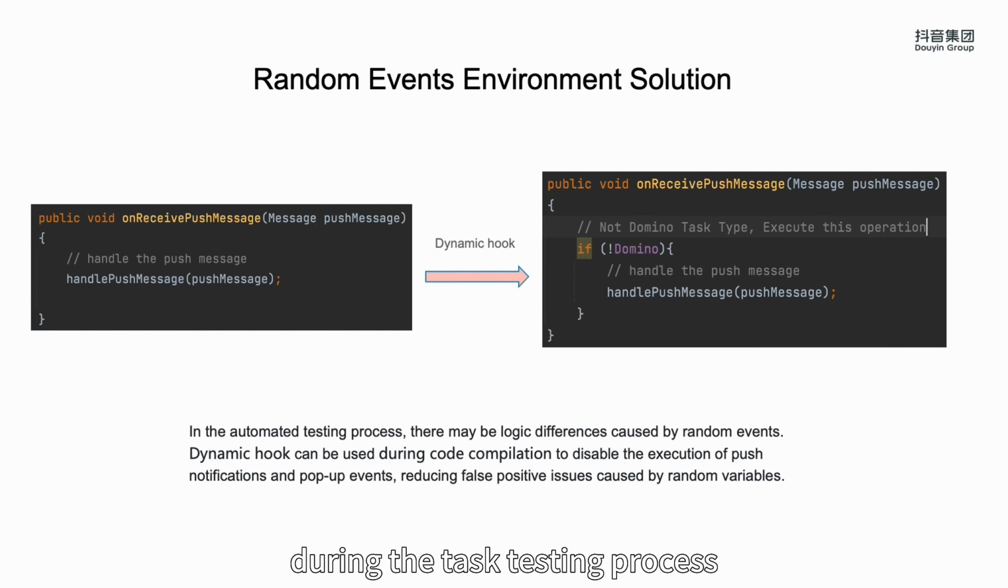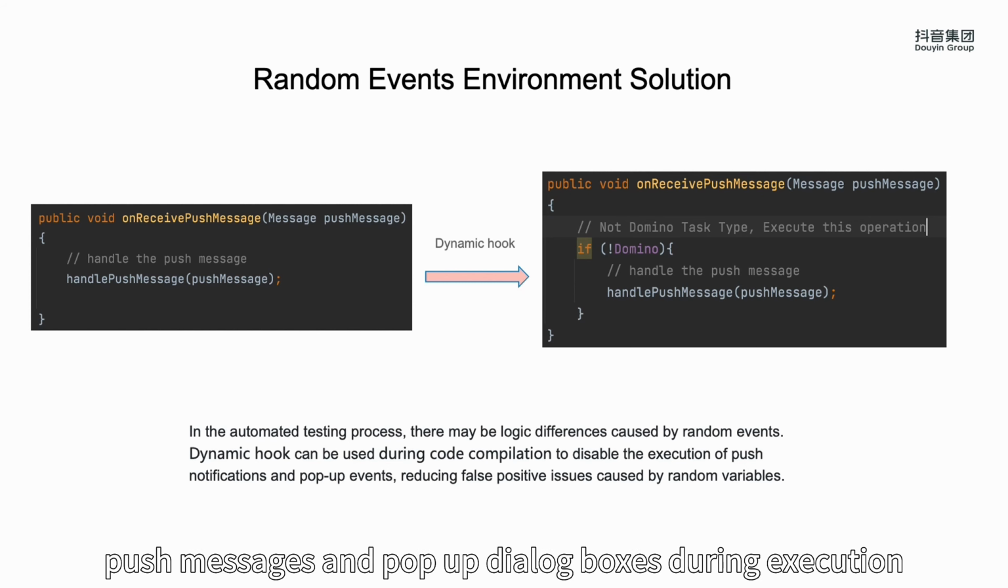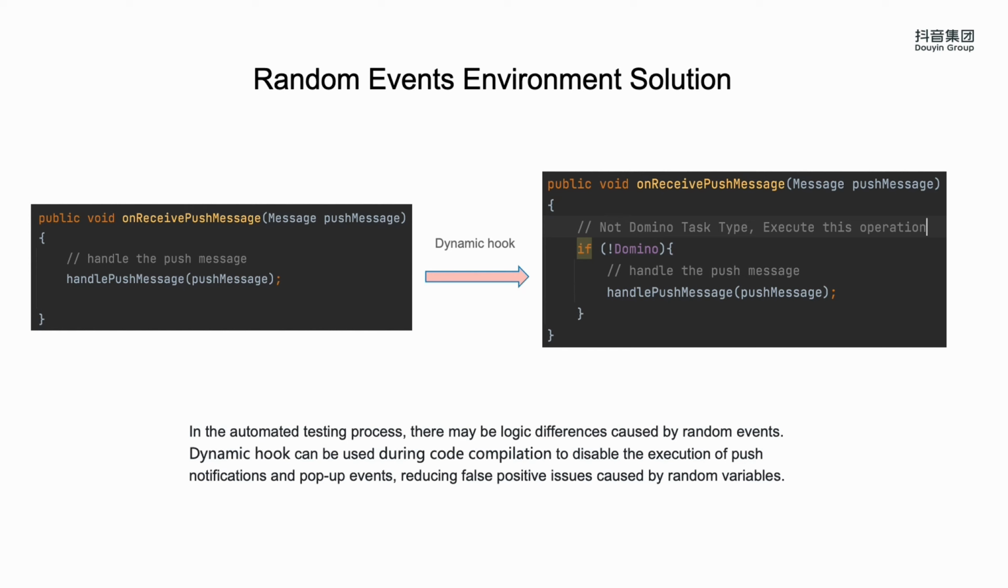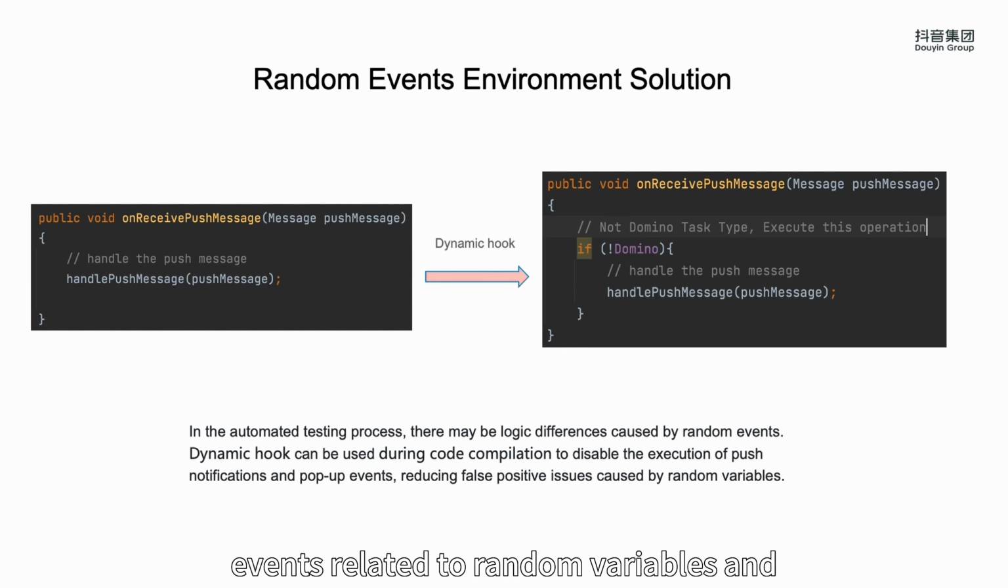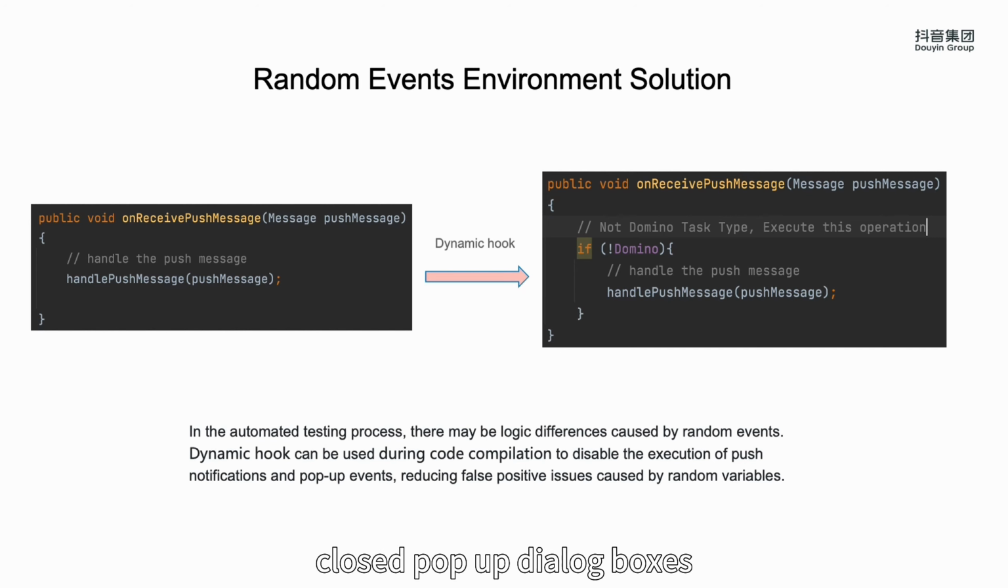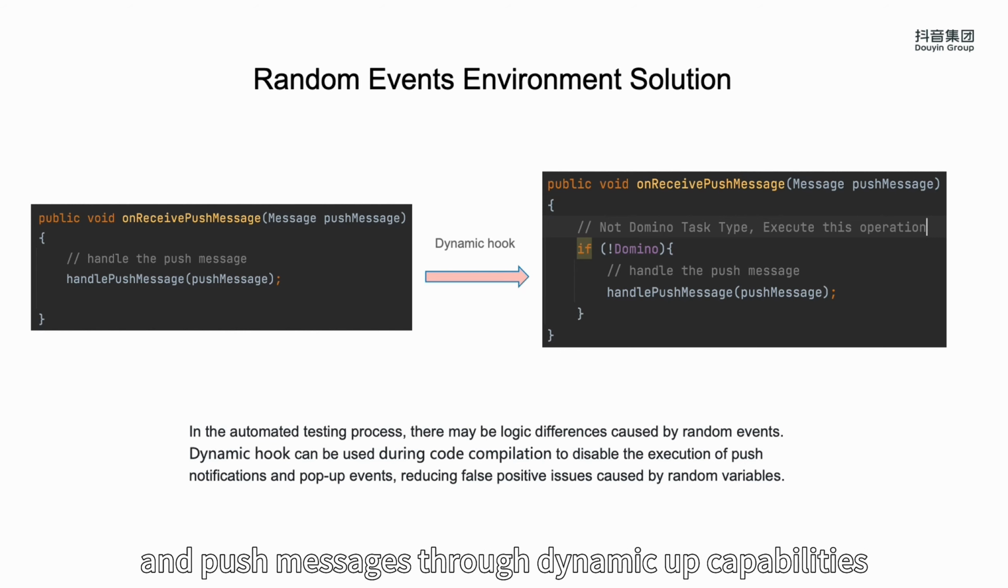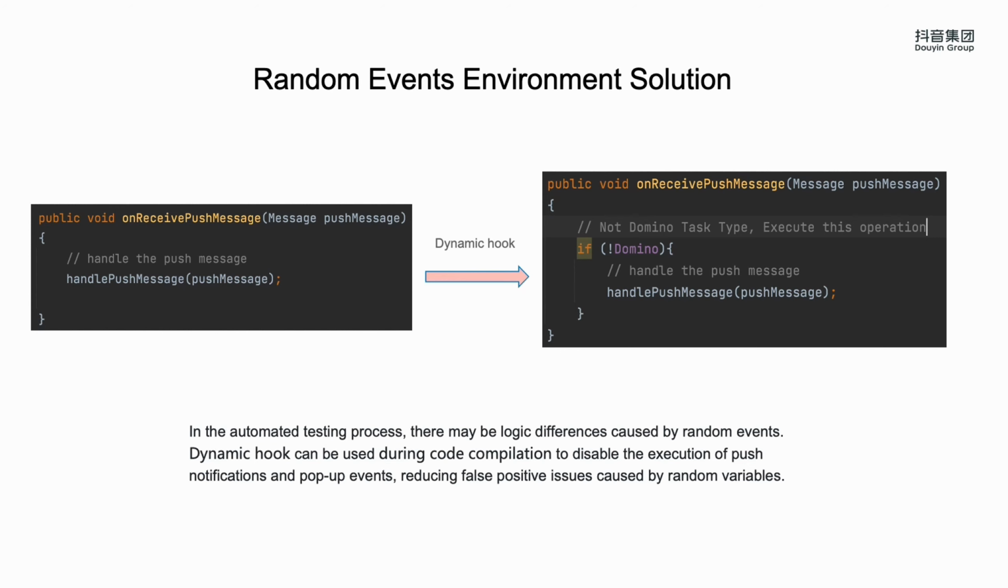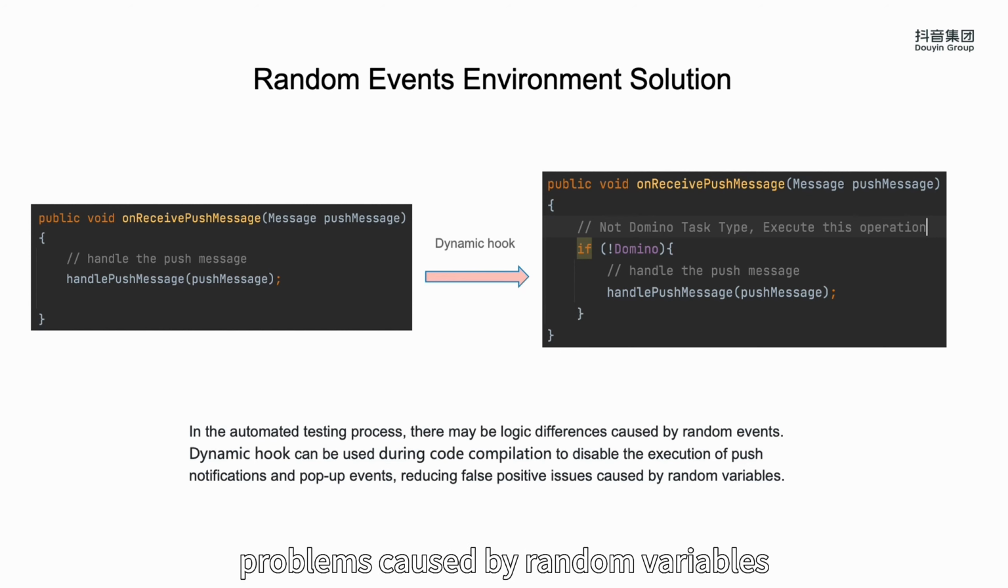During the task testing process, there may be cases where the test application has execution logic differences due to random variables, such as interference from random events such as push messages and pop-up dialog boxes during execution. To address such issues, the platform has sorted out events related to random variables and closed pop-up dialog boxes and push messages through dynamic hook capabilities. This decreases the accuracy problems caused by random variables.